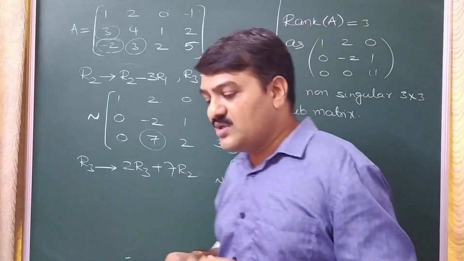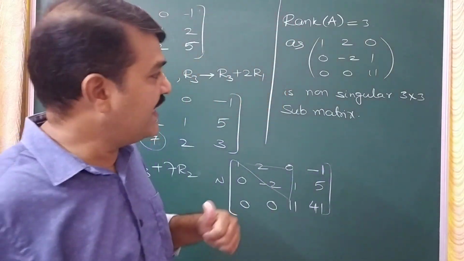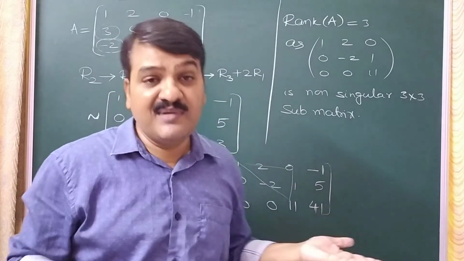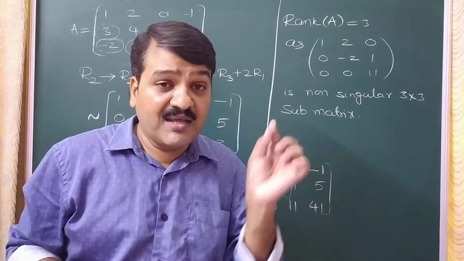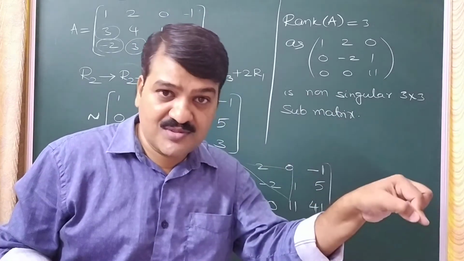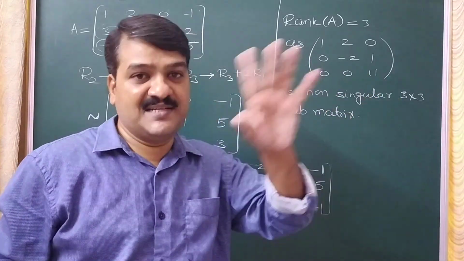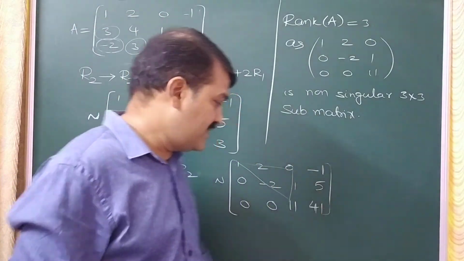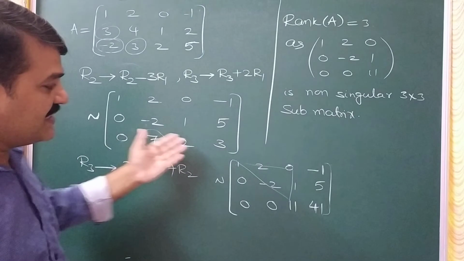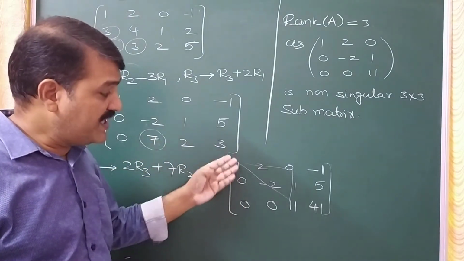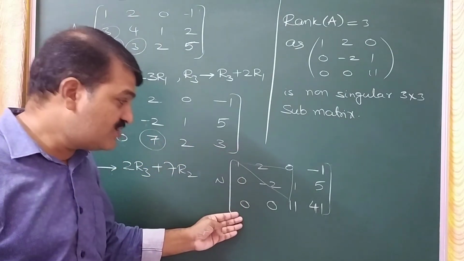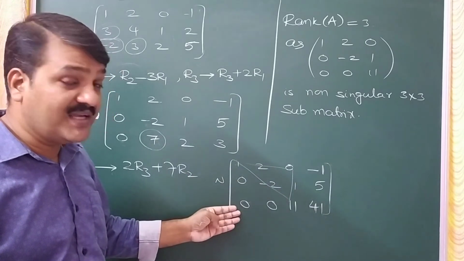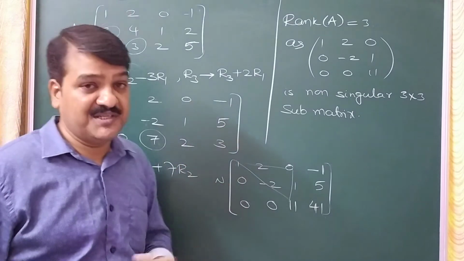Okay, and one more simple shortcut. By applying elementary transformations, the number of non-zero rows will be the same as its rank. After applying elementary transformations, how many non-zero rows are there? So how many non-zero rows are there here? 3, no? Therefore rank will be 3.